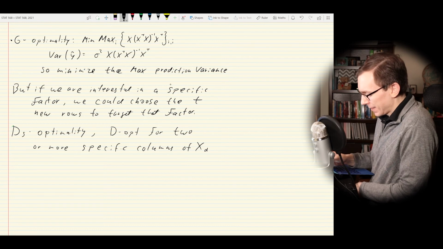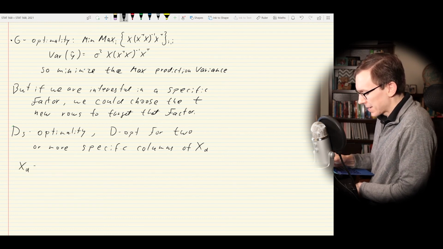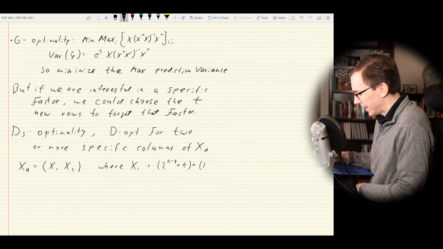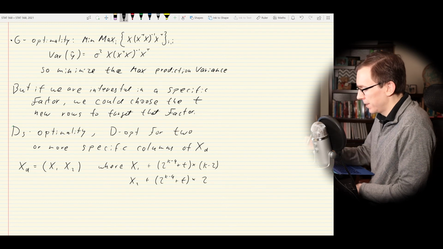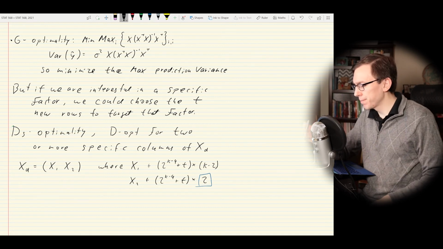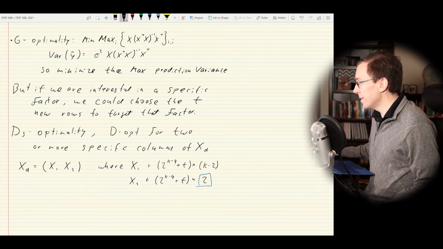So the setup is to write X_D, our design matrix, in block form, where X1 is a matrix with 2^(k-q+t) rows and k-2 columns, and X2 also has 2^(k-q+t) rows and just 2 columns. These 2 columns are the ones that we want to target our efforts towards. So what do we do?